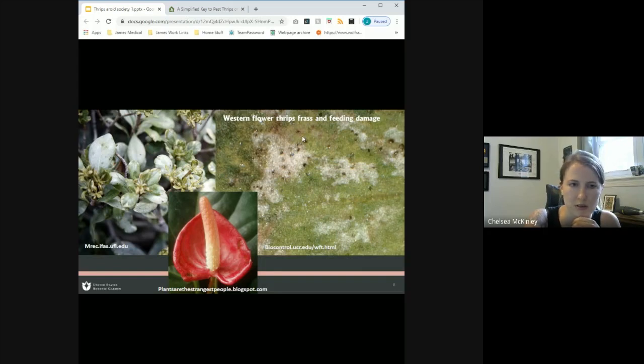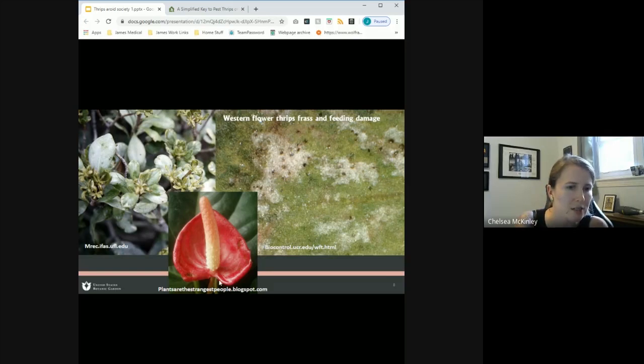This is a close-up of Western flower thrips feeding. And you can see the frass too. So this is just insect poop on the leaf. Not all thrips will leave this very noticeable frass spotting on the leaves, but this is very classic of Western flower thrips. But just because you don't see the frass doesn't mean that you don't have thrips. If you do see the frass, then that is a good identification.